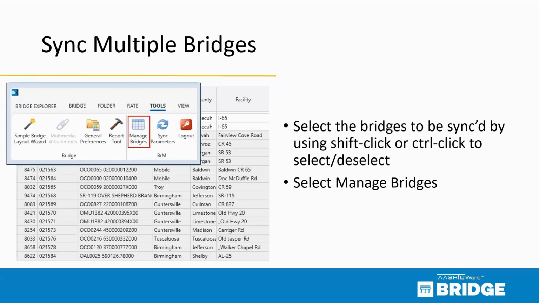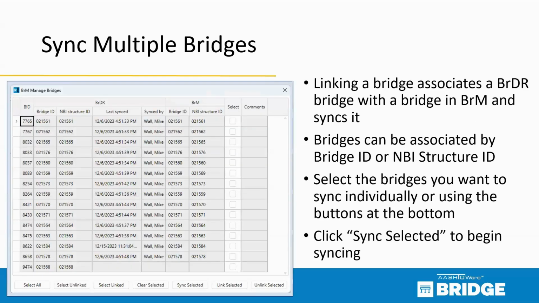So then you'll go to the Tools menu and click Manage Bridges with all those bridges highlighted. And then it's going to bring up this BrM Manage Bridges window. You've got these options down at the bottom. So there's Link and Sync. Sync is going to synchronize the information for the bridge this one time. Link is going to create an association with that bridge in BrM and also sync it. Bridges can be associated by either bridge ID or the NBI structure ID, whichever one has the correct numbers in it that are going to sync with BrM.